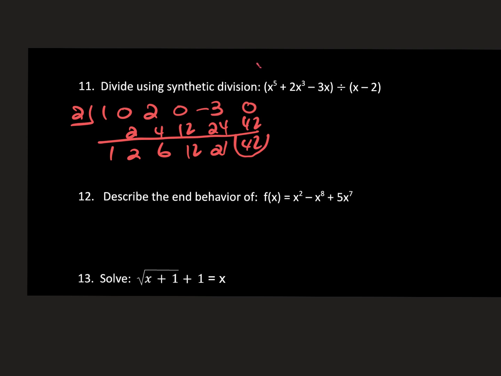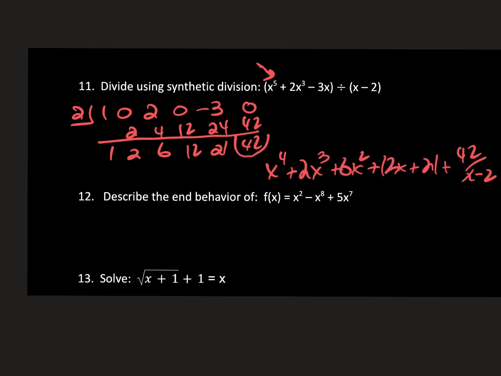We began the problem with x to the 5th power, which means our quotient is going to start with x to the 4th power. So I'm going to have 1x to the 4th, 2x cubed, 6x squared, 12x, 21, and then 42 is my remainder. Put that back over the x minus 2, and you've got it.